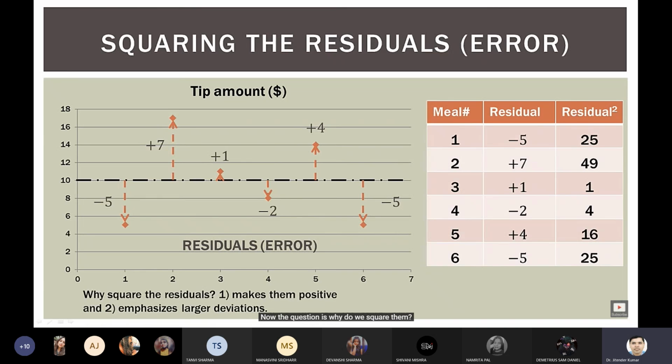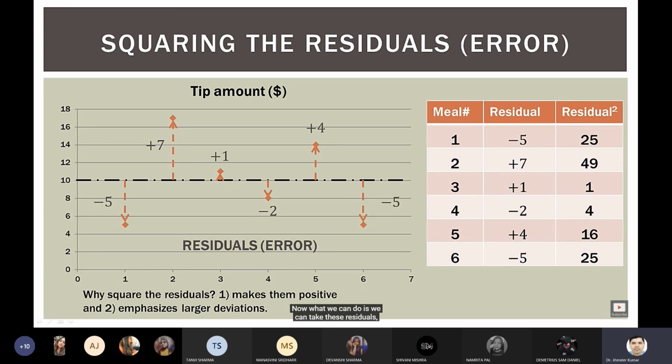Now the question is, why do we square them? Well, we square them for the same reasons we square the deviations when calculating the standard deviation. Number 1, it makes them all positive. So if we square a negative number, it obviously makes it positive. And number 2, it emphasizes the larger deviations. So a deviation of 2 will square to 4, but a deviation of 5 will square to 25. So the squaring really exaggerates the points that are further away.